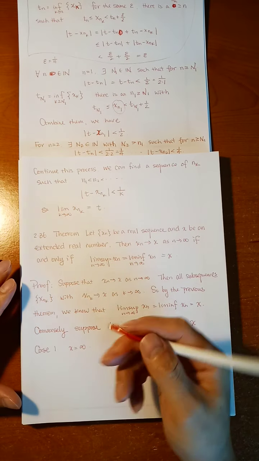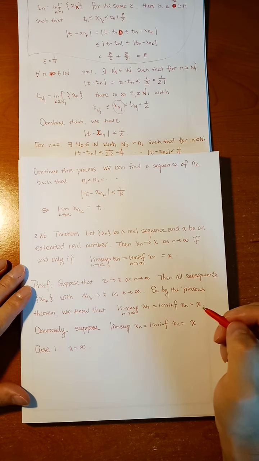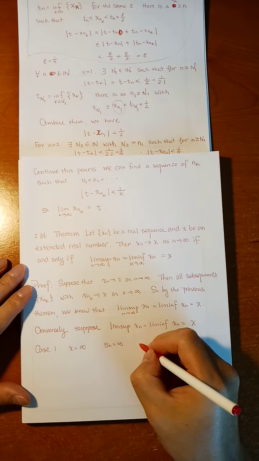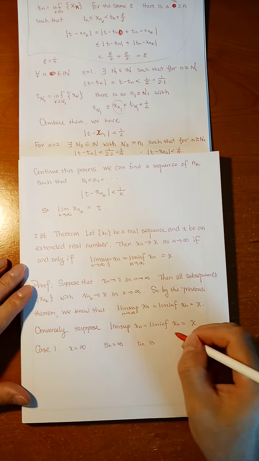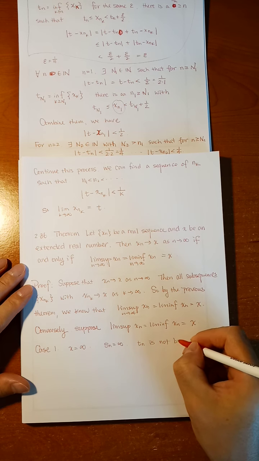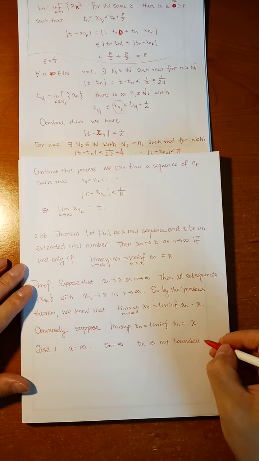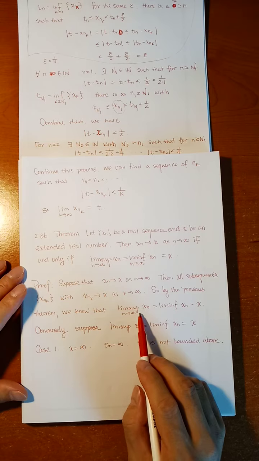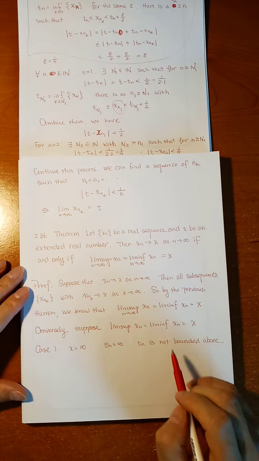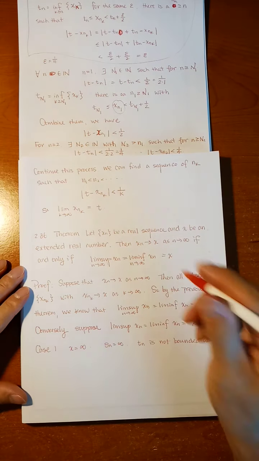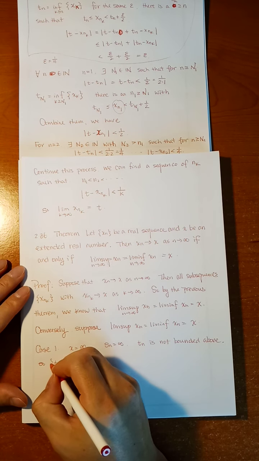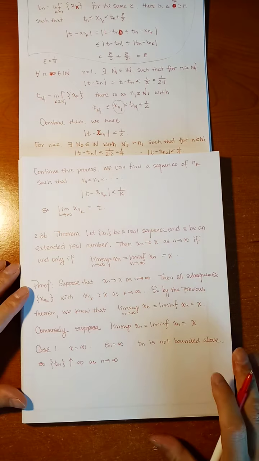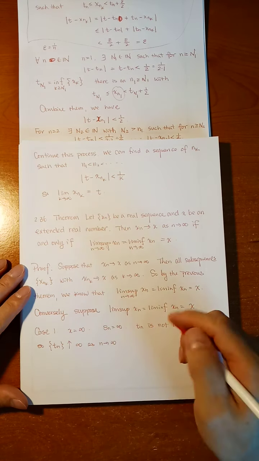X is positive infinity. It means Sn is constantly infinity and Tn is not bounded above, right? The lim sup is positive infinity, then the supremum is always constant infinity. The lim inf is positive infinity, then it's not bounded above. So Tn increases to infinity as n approaches infinity.